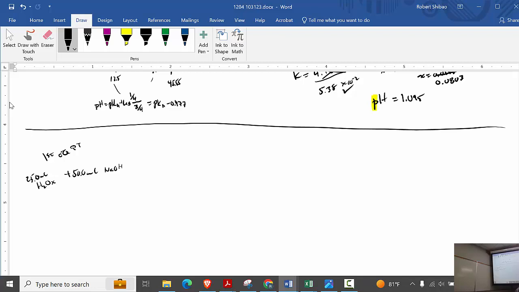Now the concentrations are different. The oxalic acid was 0.200 molar, and the sodium hydroxide was 0.100 molar. And so we're going to do our solution dilution first. This is going to give us 75.0 milliliters of reaction mixture.